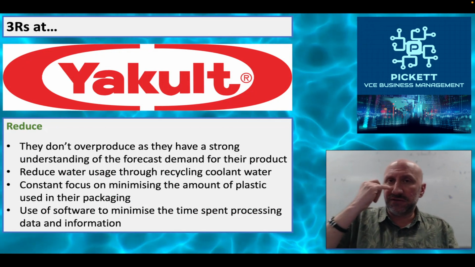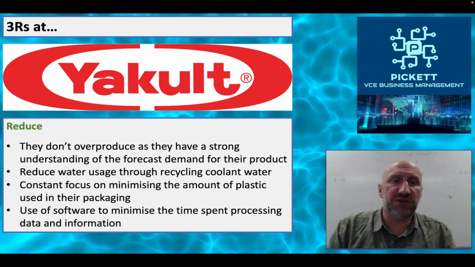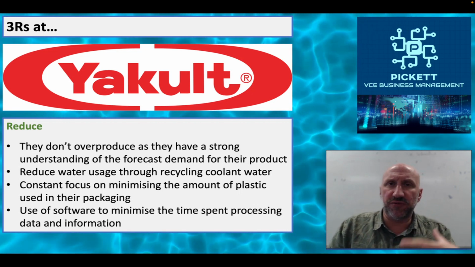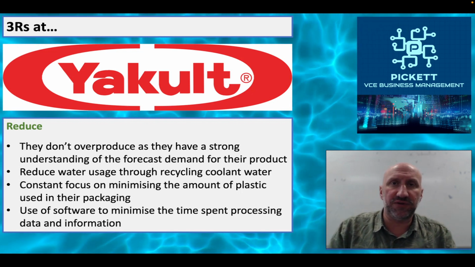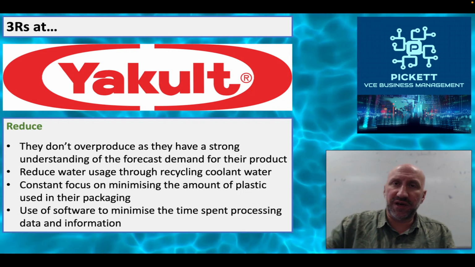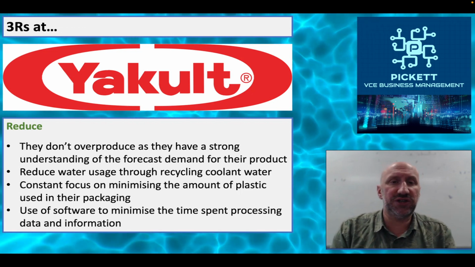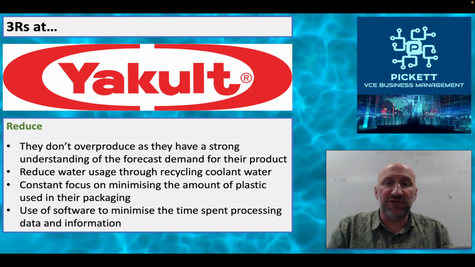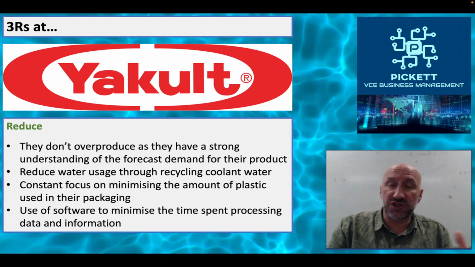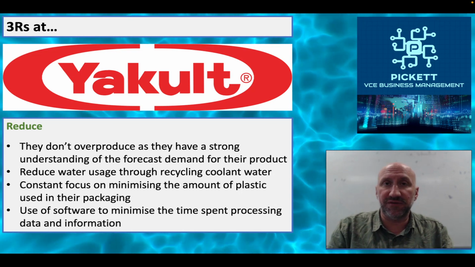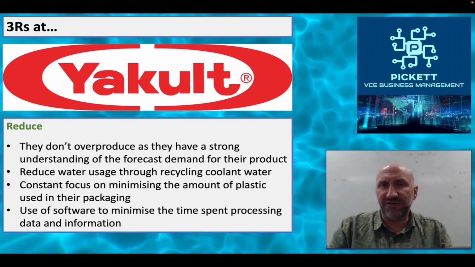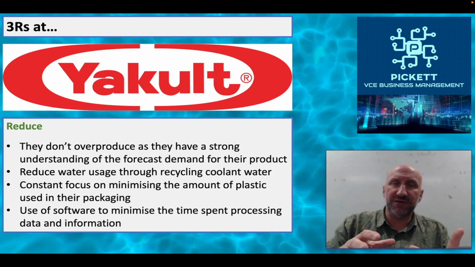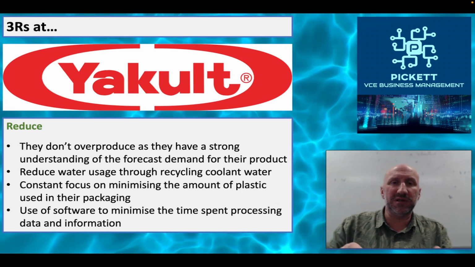Now, if we relate this 3Rs process to your cult, some of this stuff comes from the tour, but some of this comes from digging around on the website, which again, I encourage you to do to make these connections. In terms of reduce, basically your cult do not overproduce because they have a really strong understanding of the forecast demand for their product. I'll touch on this a bit later in the video as well, but they produce between 300,000 and 450,000 bottles a day.